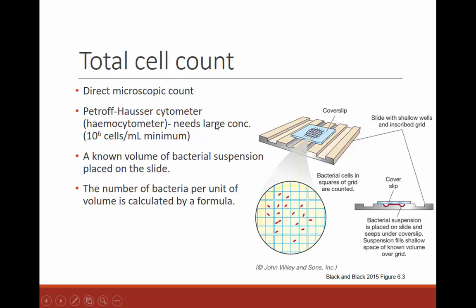And what you can do is, there's particular slides that you can put under the microscope, okay, that have grids in them. Yeah, so you put a known volume of culture in broth onto that little indent or that little well, put a cover slip over it, and then you can count them under a microscope. Okay, so that is just known as a total cell count.